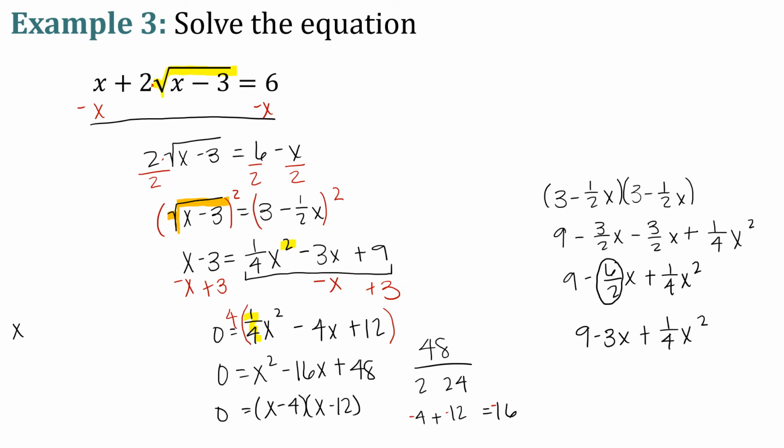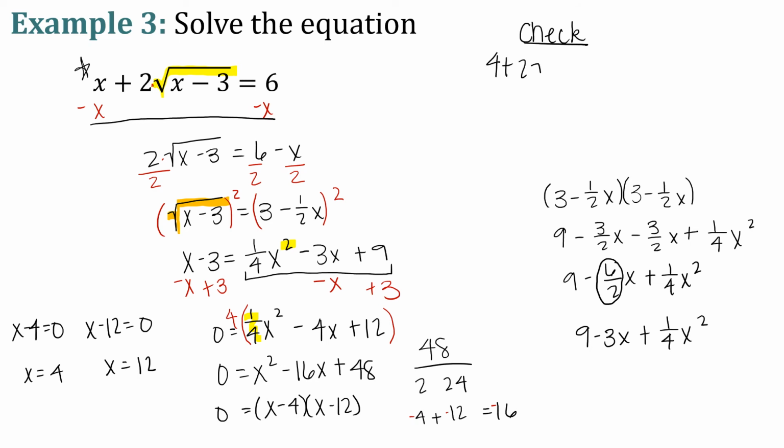Setting both of these equal to 0, because I ran out of room, I'm writing over here on the left-hand side, even though that's so gross. x equals 4 and x equals 12. But remember, when these are radicals, I need to check for extraneous solutions. So to do that, I need to plug my x values into the original equation.